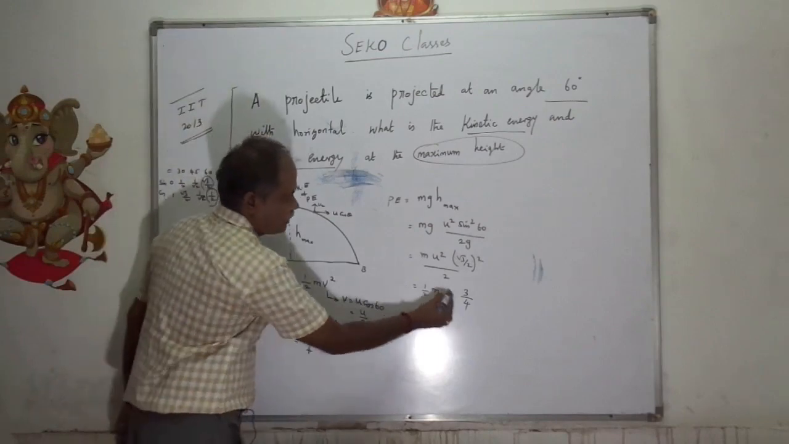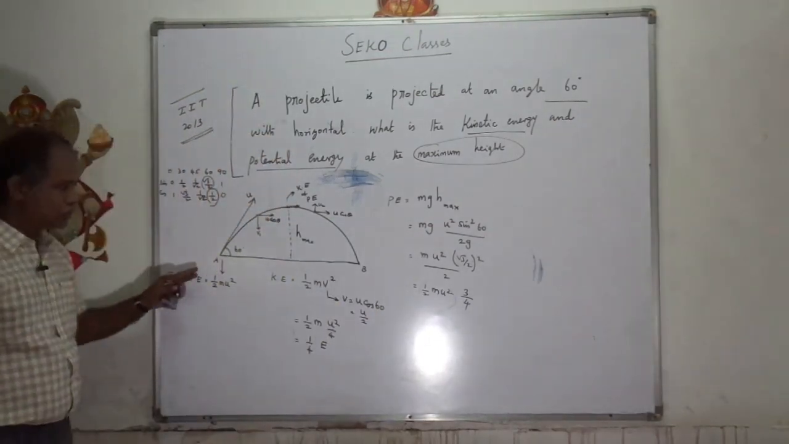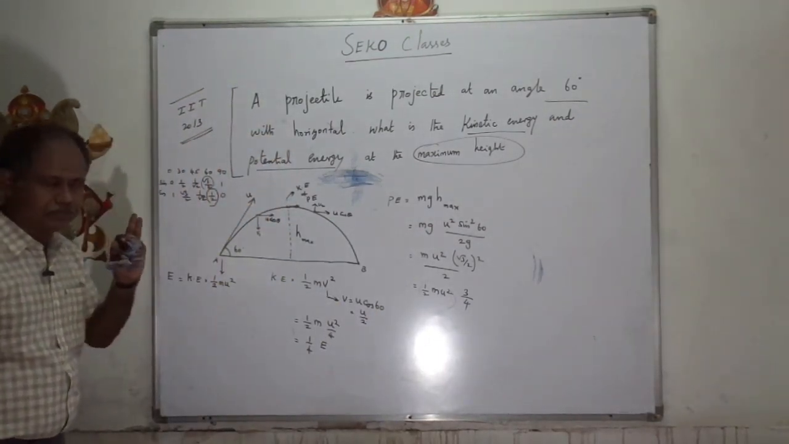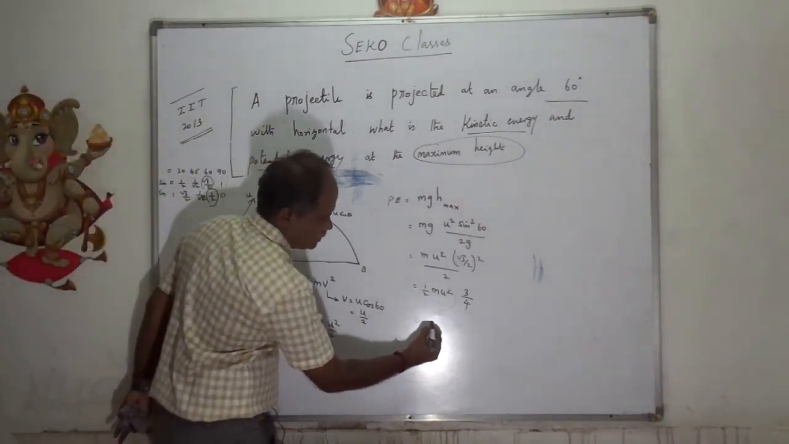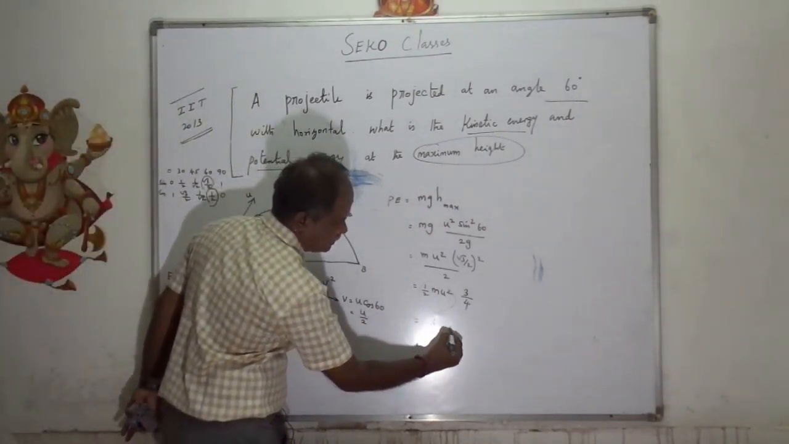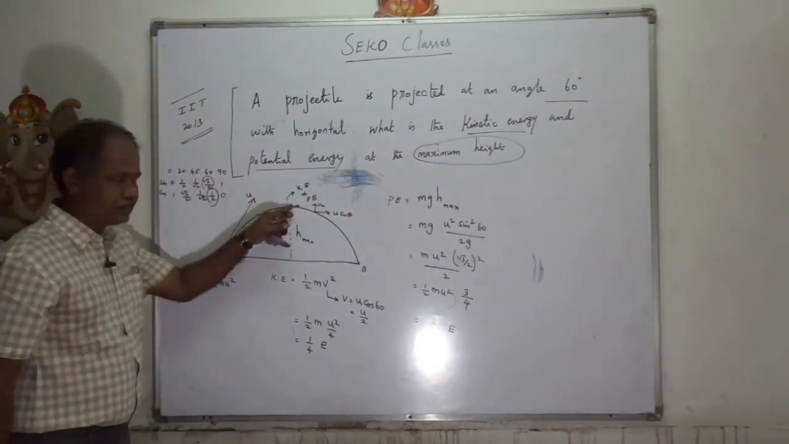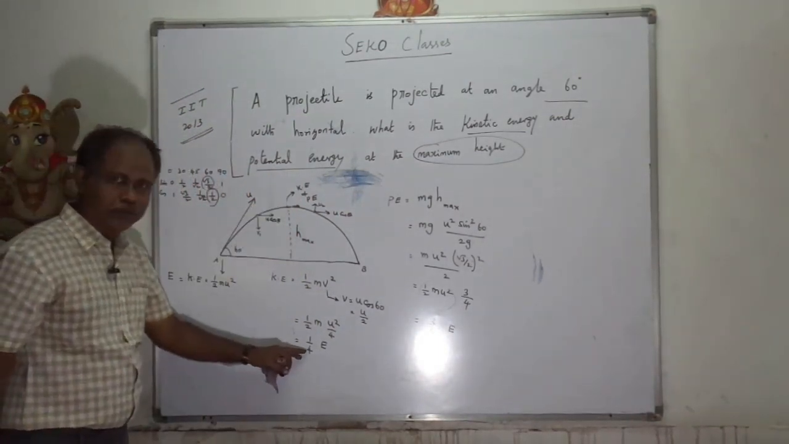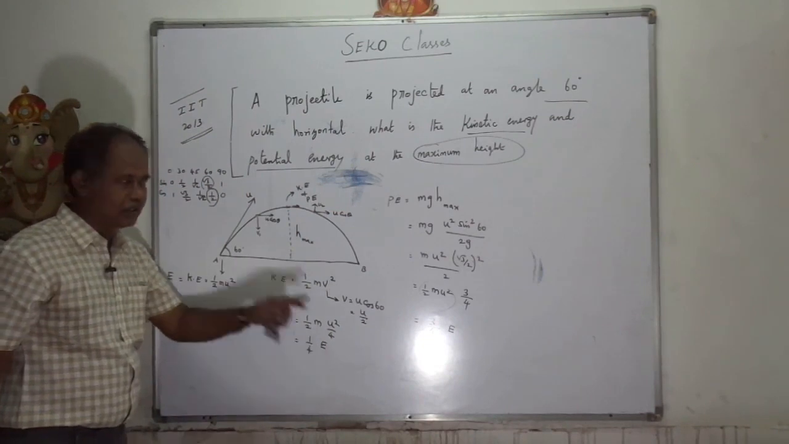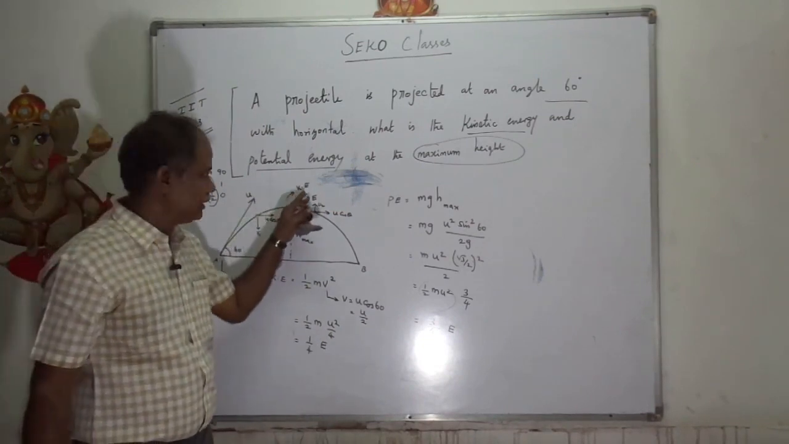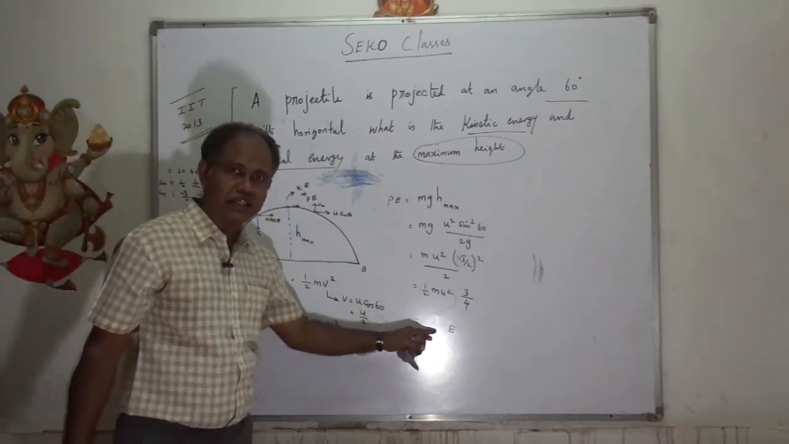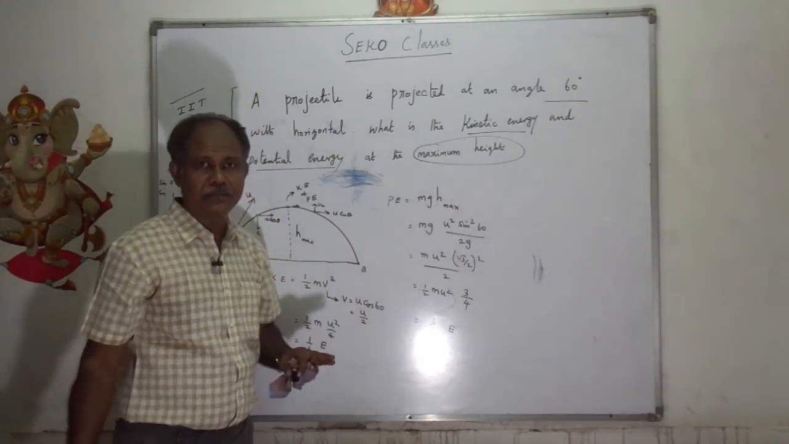3 by 4. This is nothing but an energy. That's the total energy at that particular point. Then this is 3 by 4, then E. At the maximum height, kinetic energy is 1 by 4th of total energy. At the maximum height, potential energy is 3 by 4th of total energy.